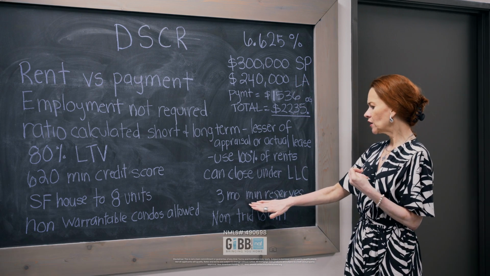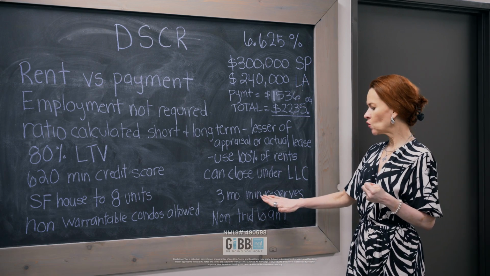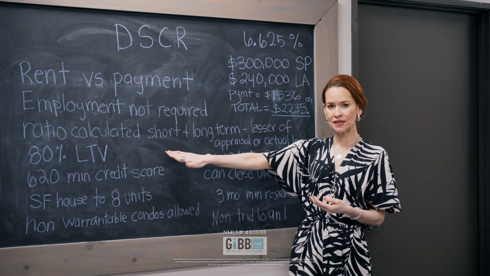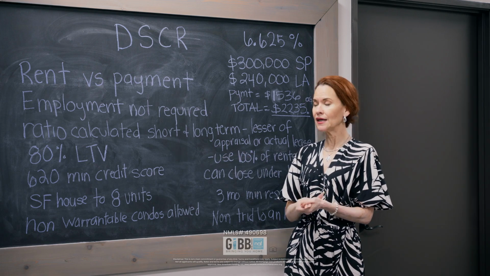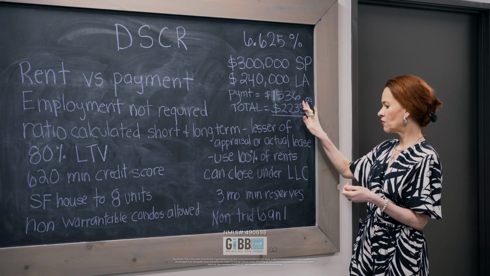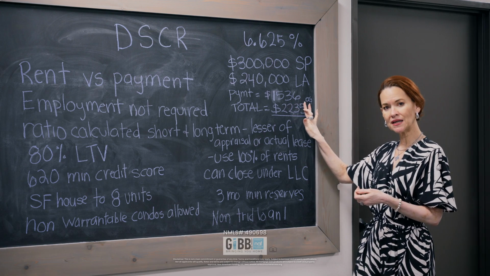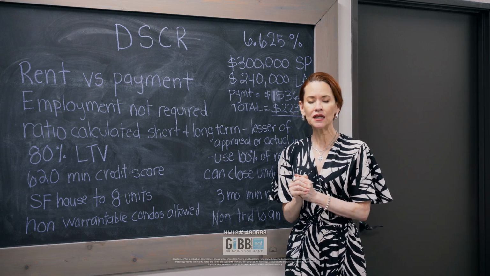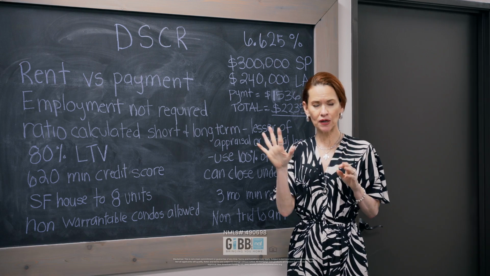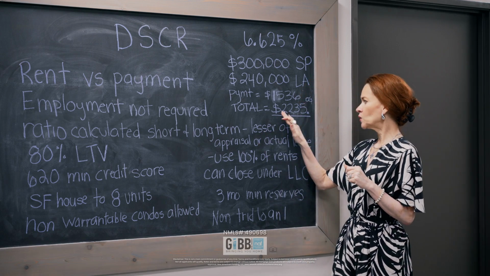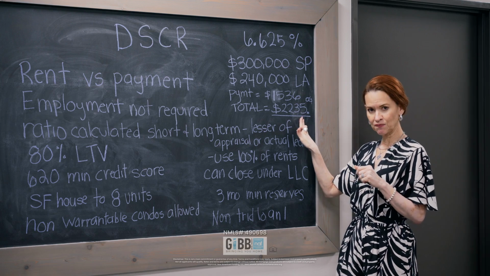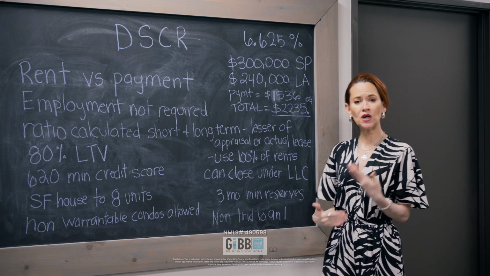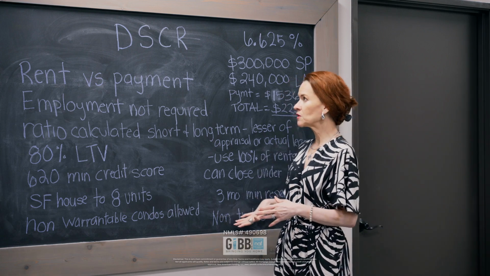We do require 3 months minimum reserves. So what this means, if you're going to be buying this property, you're going to need the 20% down plus your closing cost and 3 months of reserves. This means 3 months of this monthly payment that you have post-closing. So let's say the total amount you're going to need is going to be $100,000, and I'm just throwing it out there, just X number, and then you would need $100,000 plus 3 months of this. Okay, that's what the reserve requirements are. This is a non-TRID loan, so we're able to close pretty fast on these types of loans.